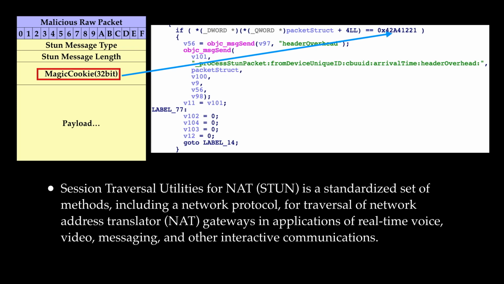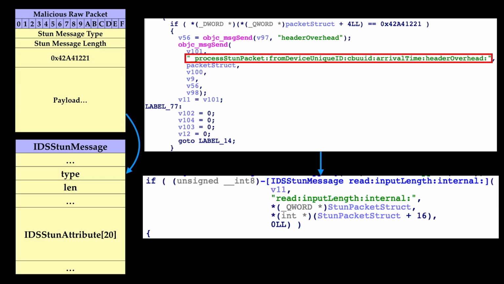And what IdentityServicesD does is this: it will first deserialize the UTP packet into an IDSStemMessage object. This deserialization parser is okay. We didn't find bugs here. And the deserialized IDSStemMessage, the format or the structure, is also very simple.